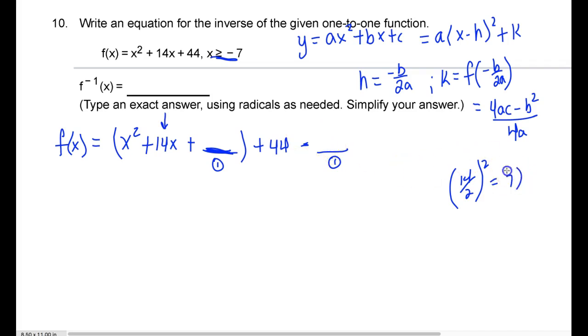So you'll see that if we do that, we end up getting 49. So we'll put 49 here, 49 here. And when we factor this out, this automatically factors out to x plus 7 quantity squared. And then, of course, this will be plus 44 minus 49 will end up being negative 5 as a result.